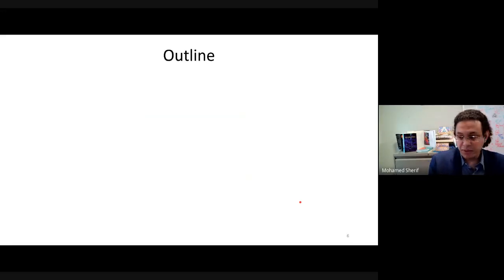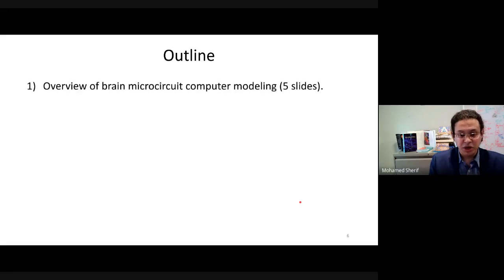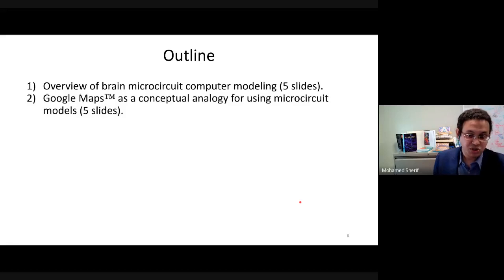The outline I'm going to talk about today: I'll start with an overview of brain microcircuit computer modeling and why we need that. Then, to make it more concrete, I'll give an analogy using Google Maps as a conceptual analogy for using the models.